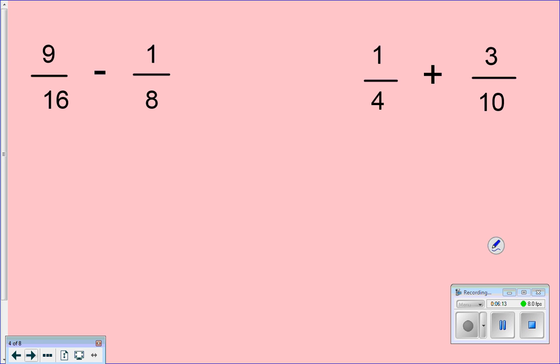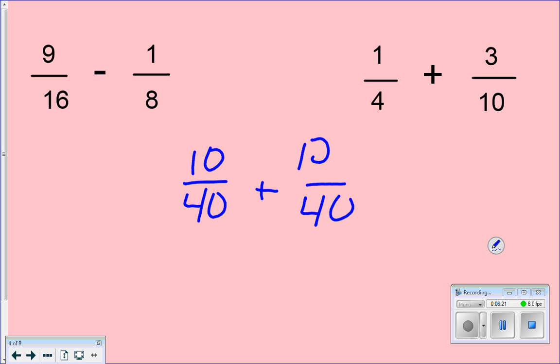What did you use for a common denominator? So you did 40, 10 over 40, plus 40, right? Should have got 22 over 40. Then you can reduce.